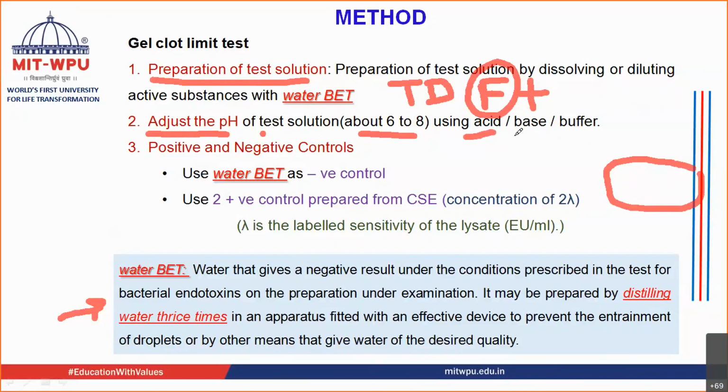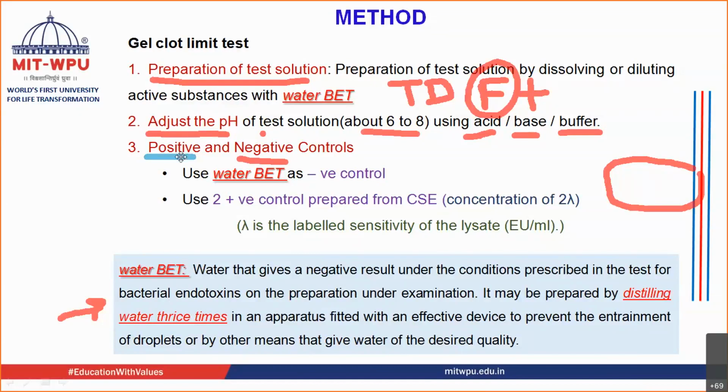If it is acidic, then you are going to use a base and change the pH to near about 6 to 8. You are going to adjust the pH to 6 to 8, or you can also use a buffer solution. So by using acid, base, or buffer solution, you are going to adjust the pH of the test solution between 6 to 8. Then you are going to prepare two controls: a positive control and a negative control.